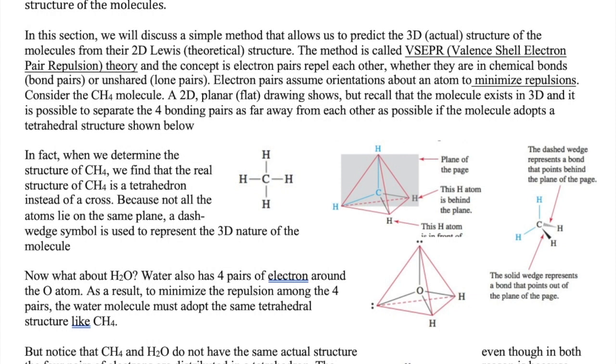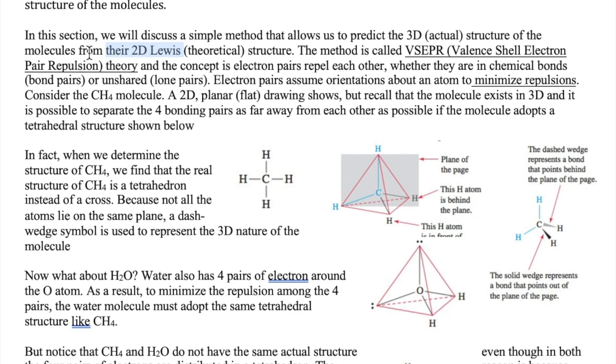We're now going to take a look at how Lewis structures that we learned how to draw in a prior video can be used to predict the three-dimensional structures of molecules. In order to use our Lewis structure, which is a two-dimensional drawing of molecules, to predict the actual three-dimensional shape of a molecule, we're going to have to utilize a theory that's called VSEPR. And that stands for Valence Shell Electron Pair Repulsion Theory.